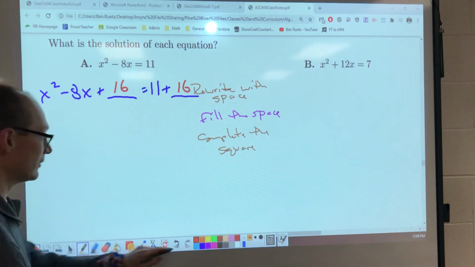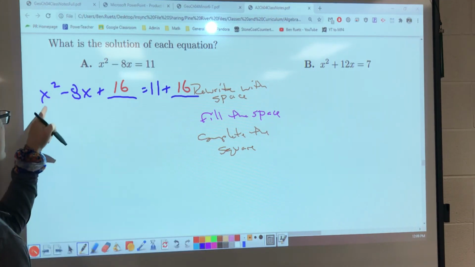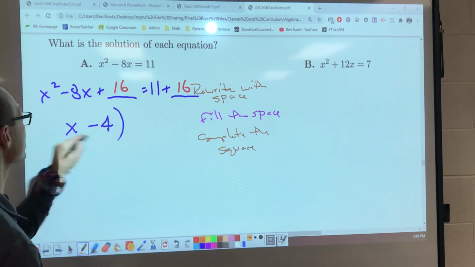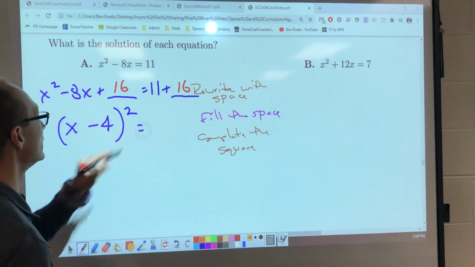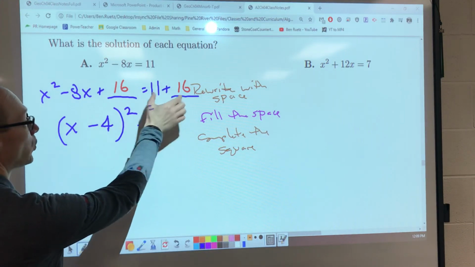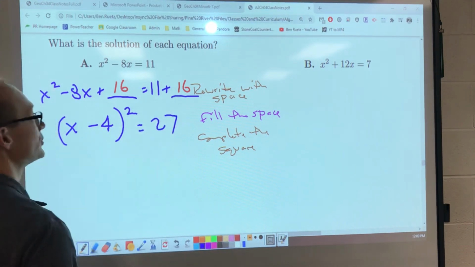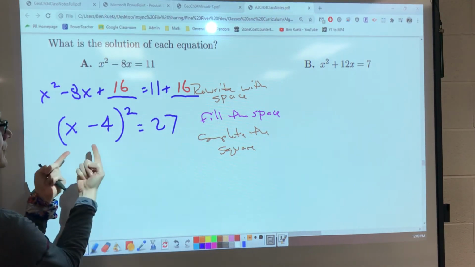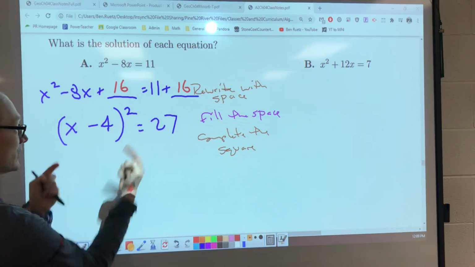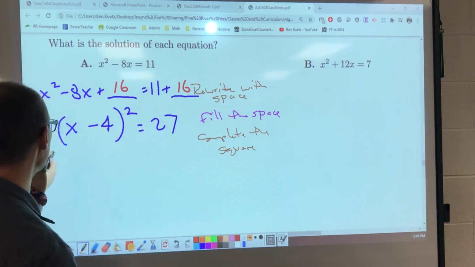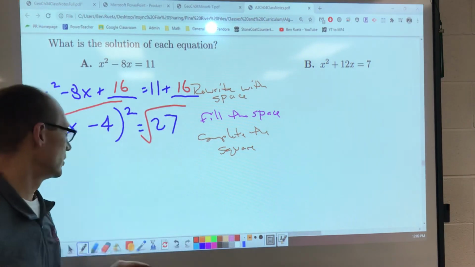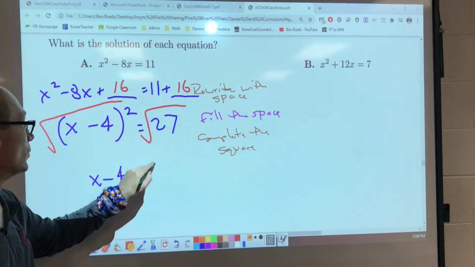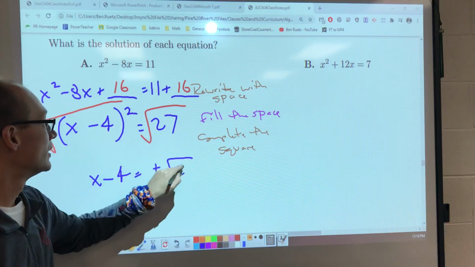And now this thing factors, just like it did in the previous slide. This becomes x, this becomes 4, same middle sign, squared. And this over here becomes 27. So I've filled that space in, and now I've completed the square. Well, look, I've got something squared, a single occurrence of x. Something squared equals 27. Can I square root both sides? You betcha. And that gives me x minus 4 equals plus or minus the square root of 27.